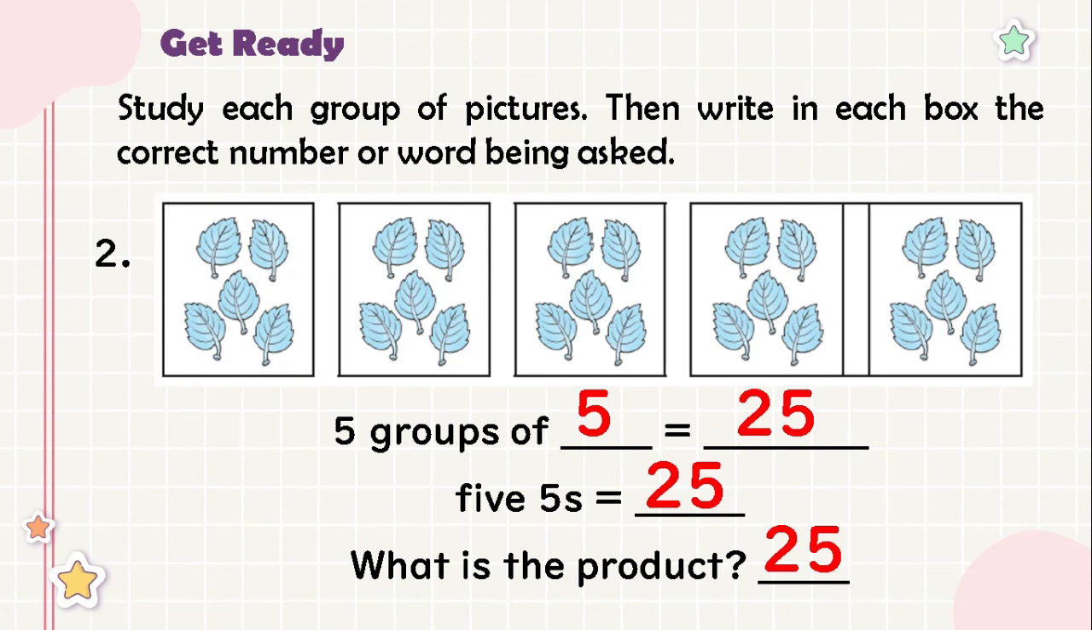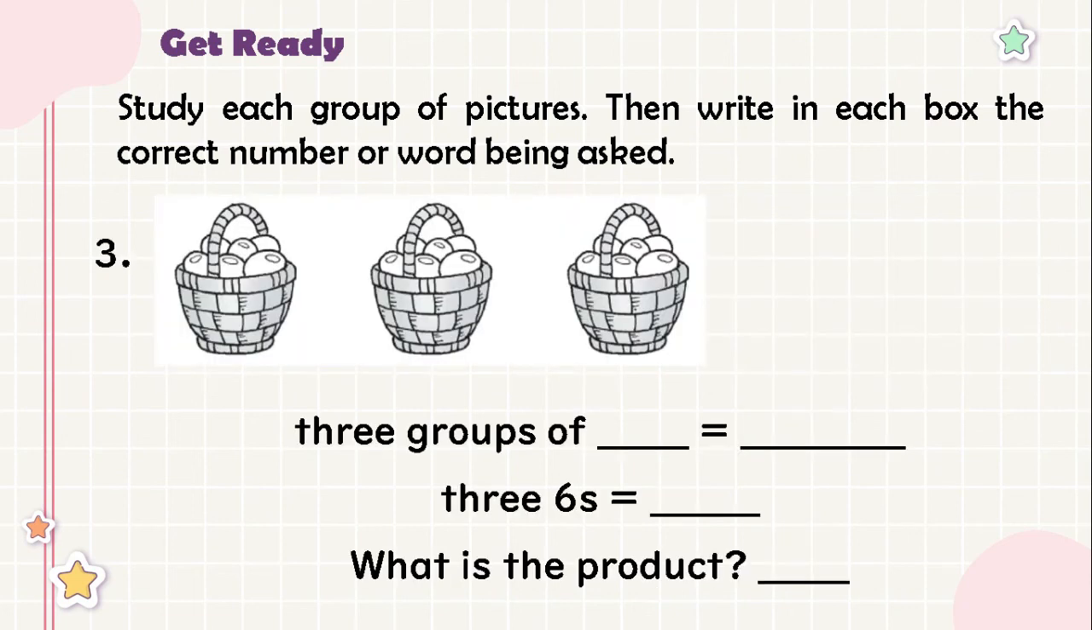And for number 3. Okay, so we have 3 groups of 6 eggs. So let's write 6 here. And then how many eggs are there? So let's do skip counting by 6. So we have 6, 12, 18. So 3 groups of 6 is equals to 18. And 3 sixes is 18. Very good. And what is the product? 18. Nakuha ba on how to multiply numbers?